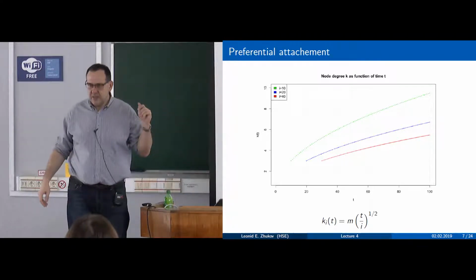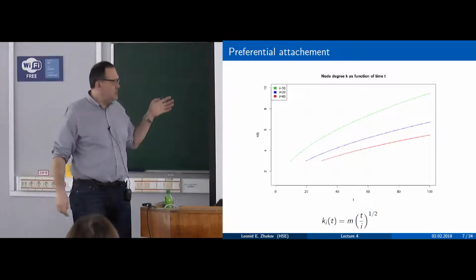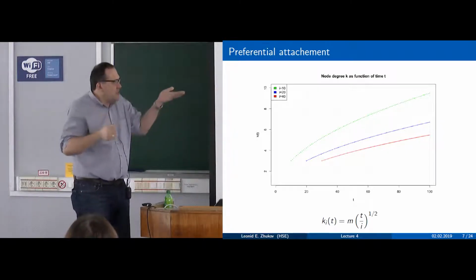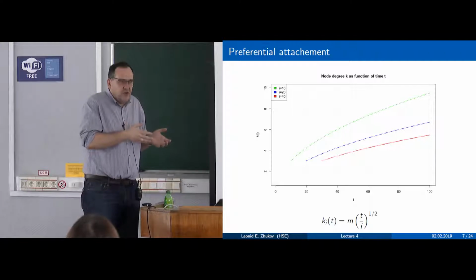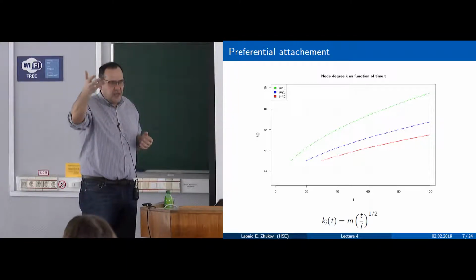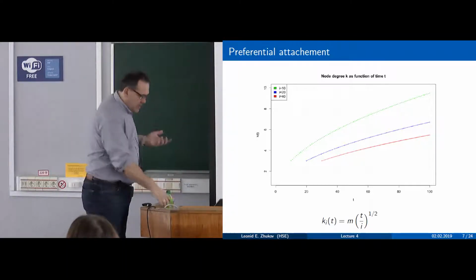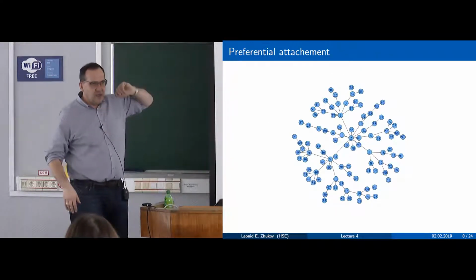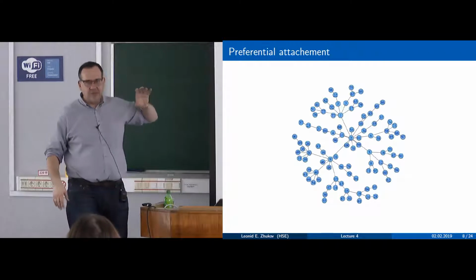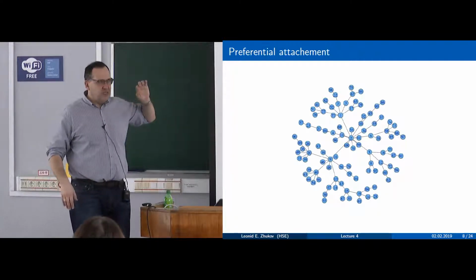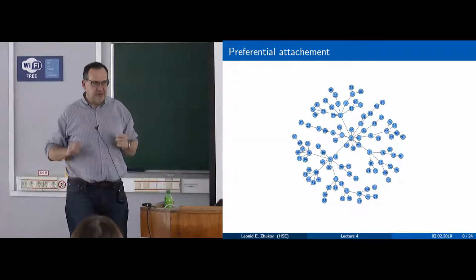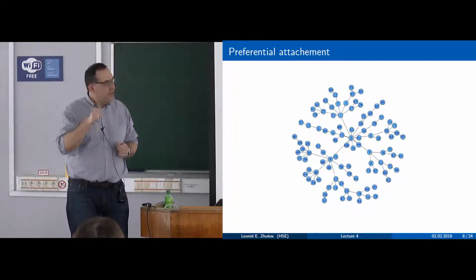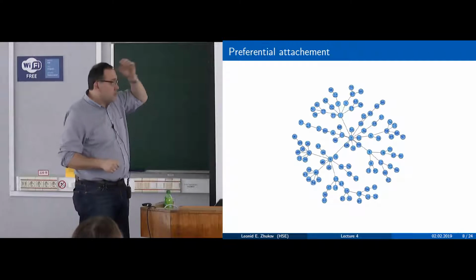Does that make sense, picture? Okay. The bottom line is the node degree grows with time, and the earlier you join, the higher your node degree is going to be. This is a network built by the Barabasi-Albert model with m equal to 1. So every time a new node comes in, it has just one edge to contribute, and then it looks like a tree-like structure.